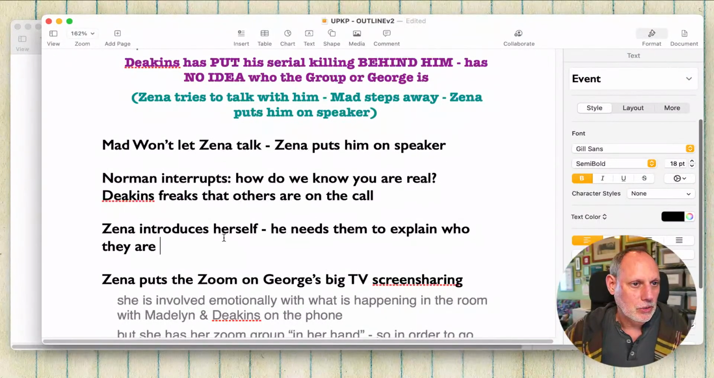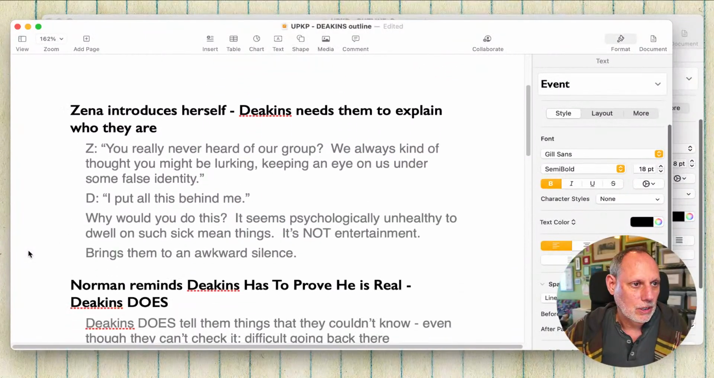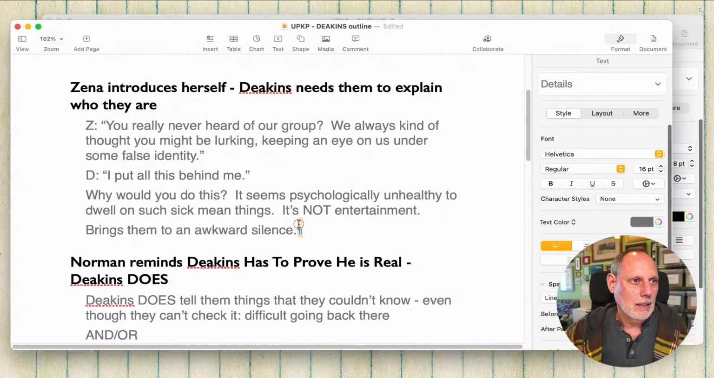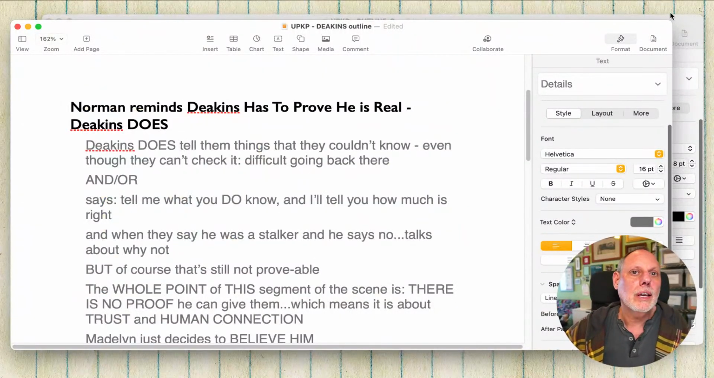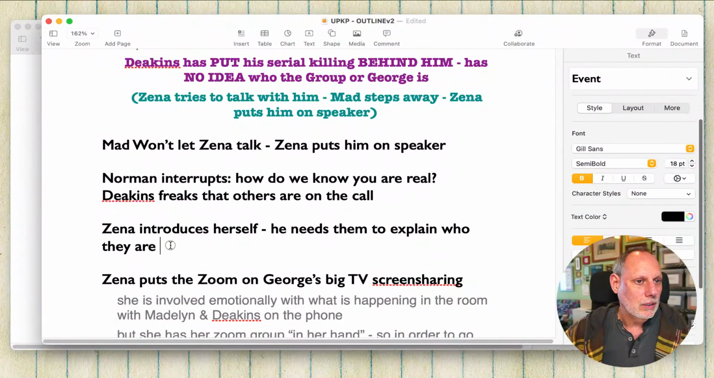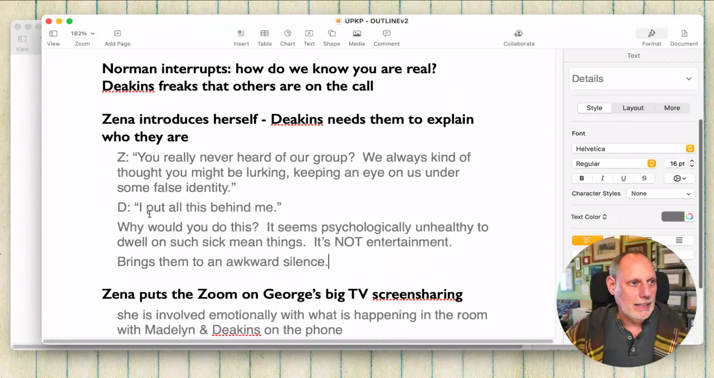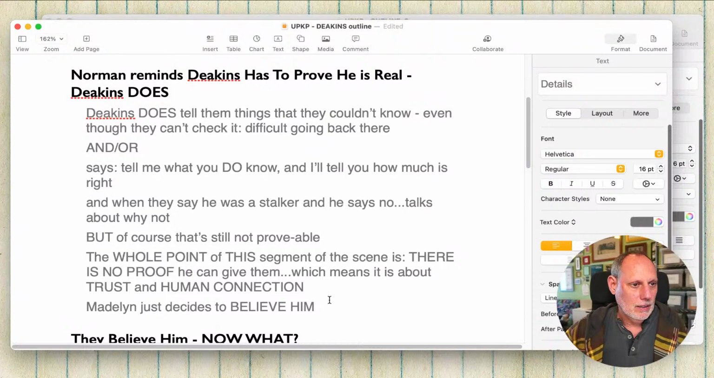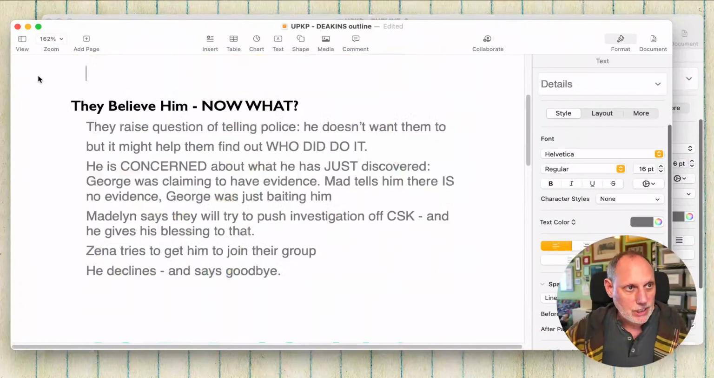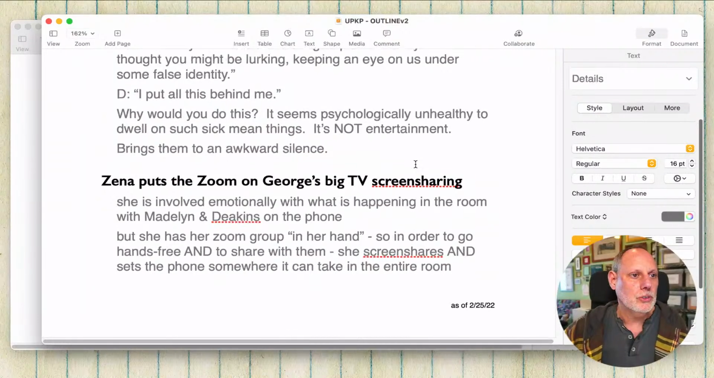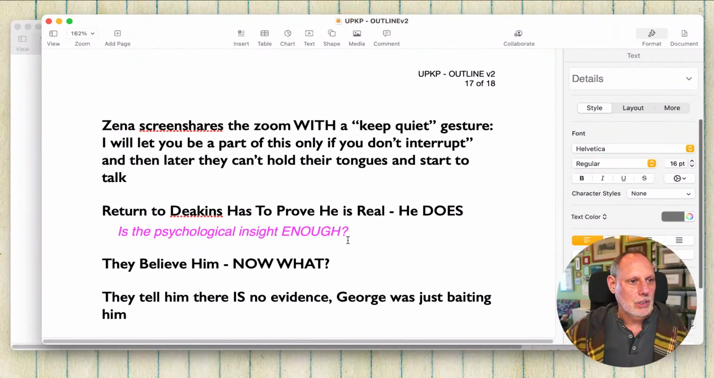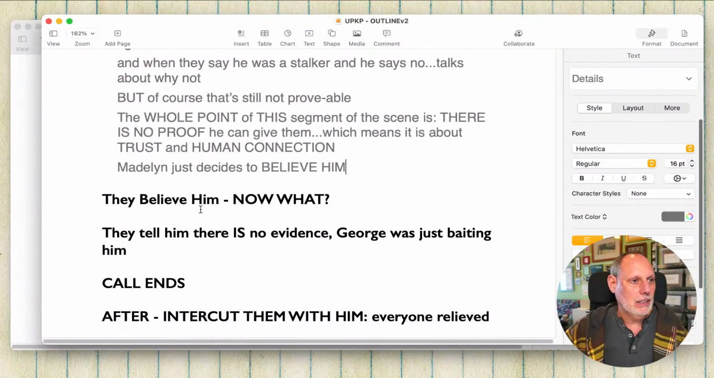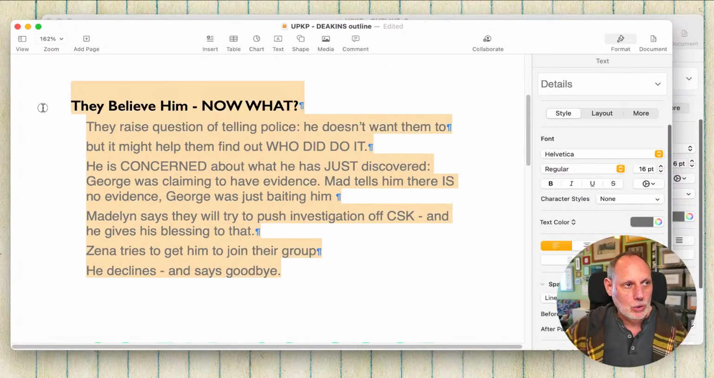Okay, that's the same. Introduce himself. There we go. We got that there. Norman reminds Deakins he has to prove who he is. See, that was here. Now it's a whole section. Look at that. They believe him.